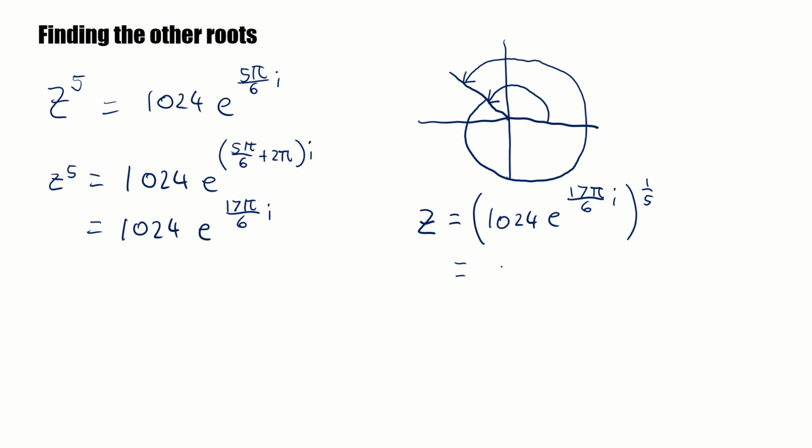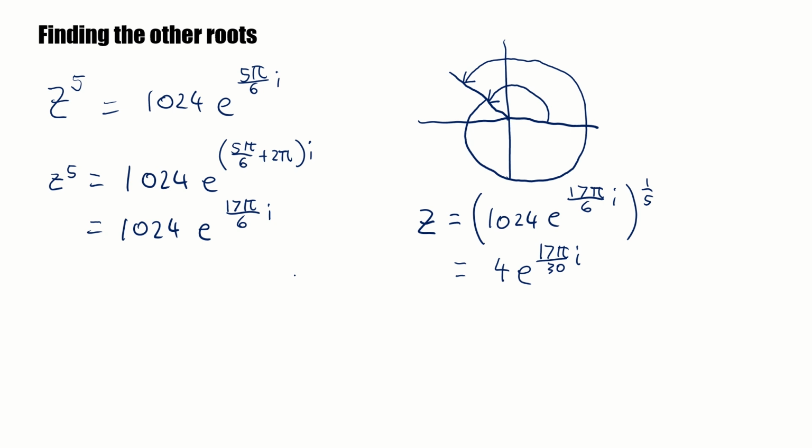The 1024 to the power of 1/5, that bit still does become 4, so we still have the modulus of 4 as our solution, but then the argument ends up being completely different. We end up with 17 pi over 6 to the power of 1/5 becoming 17 pi over 30 i in the power. But this time, with this complex number, that argument not only looks different to the argument of the solution we had before, it is a completely different argument visually as well. It's a completely different position on the Argand diagram.